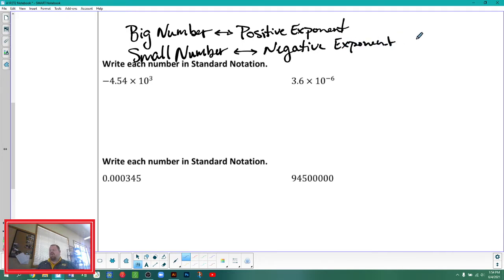And that can be one key that I think can help you figure out how to write in standard notation, write in scientific notation. Doesn't matter, whether you're going into it or out of it. It can help you out.